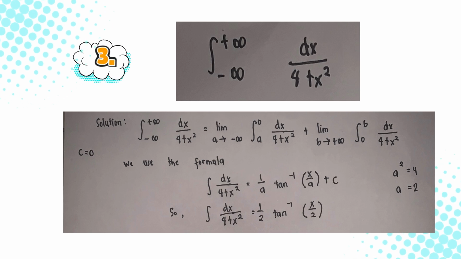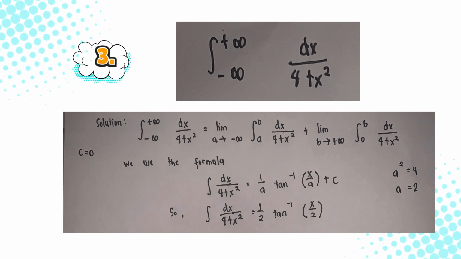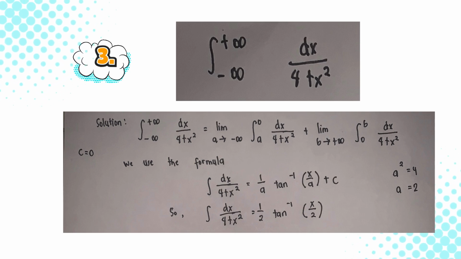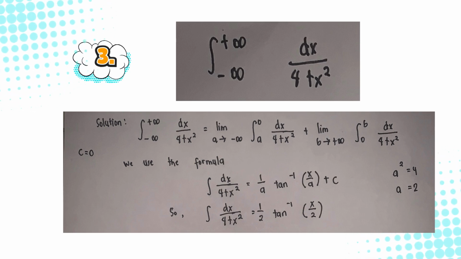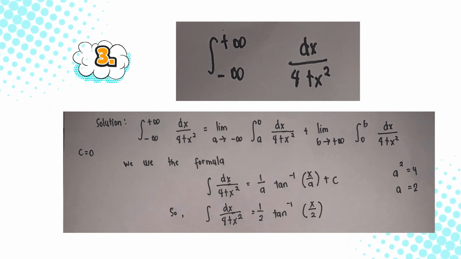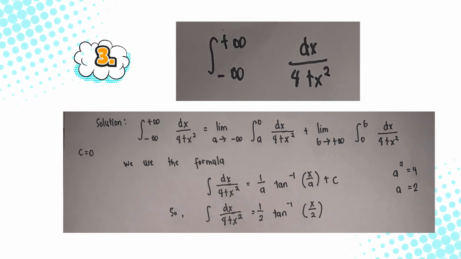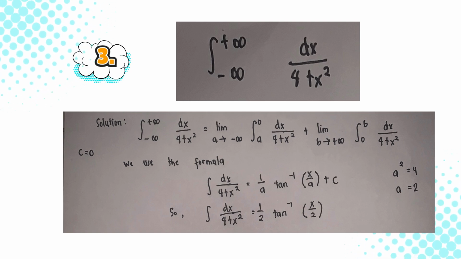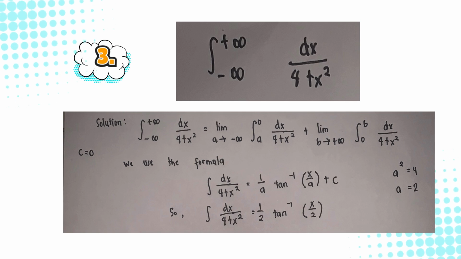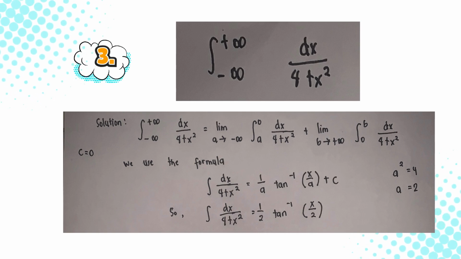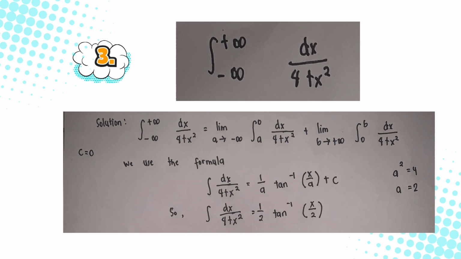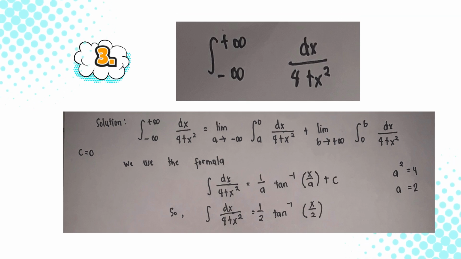For our third item, we have the integral of dx over 4 plus x squared from negative infinity to positive infinity. So, solution: the integral of dx over 4 plus x squared from negative infinity to positive infinity. We are going to apply Definition 3. So, our c here is 0.